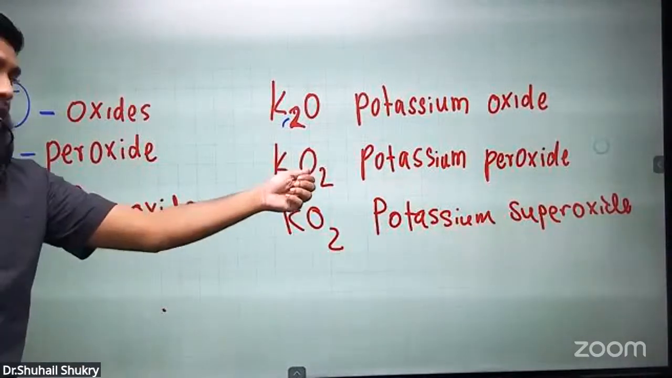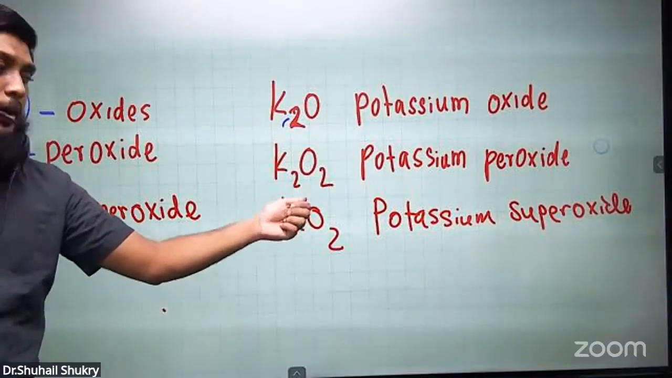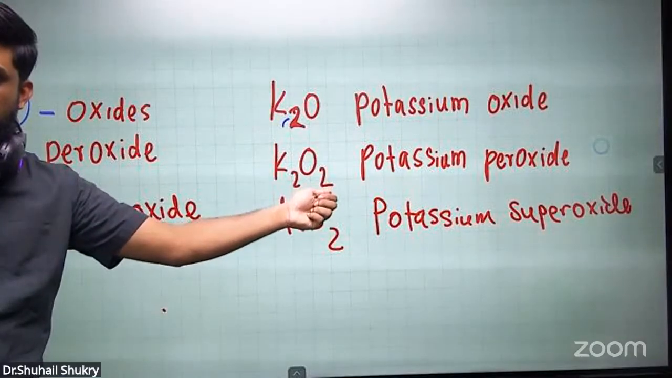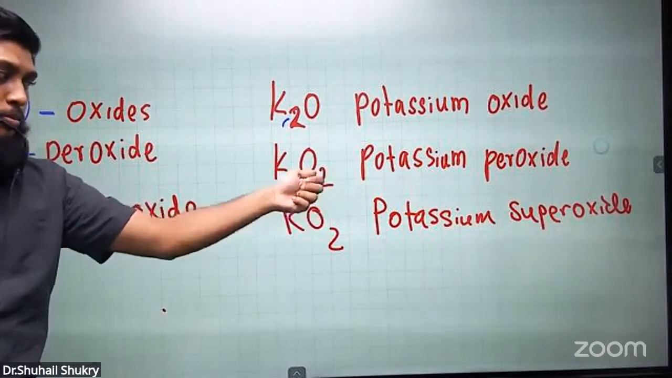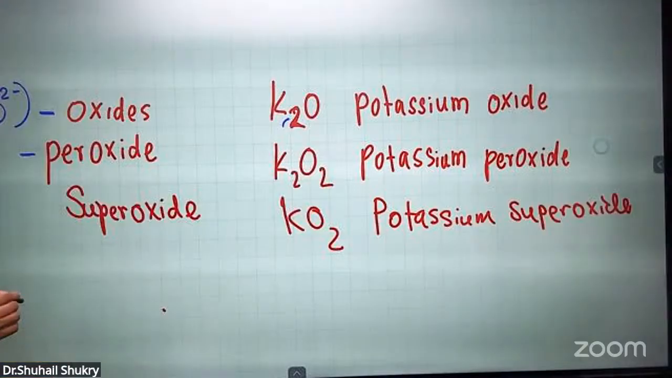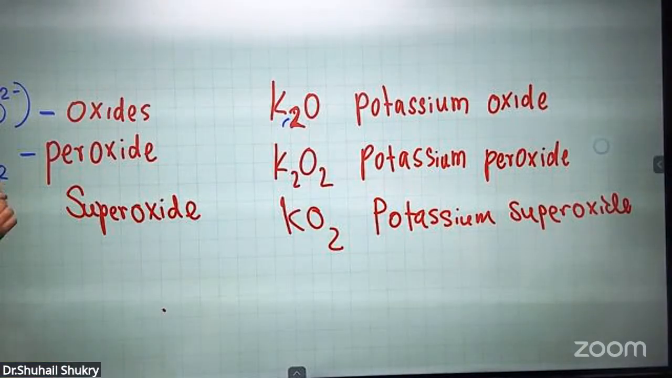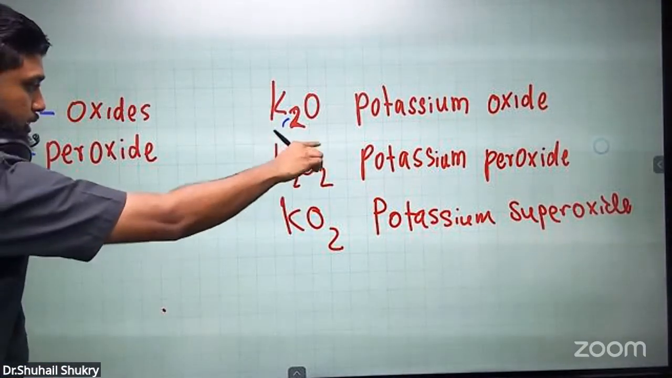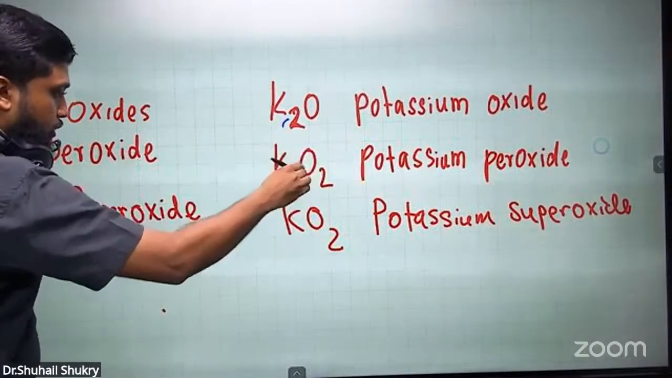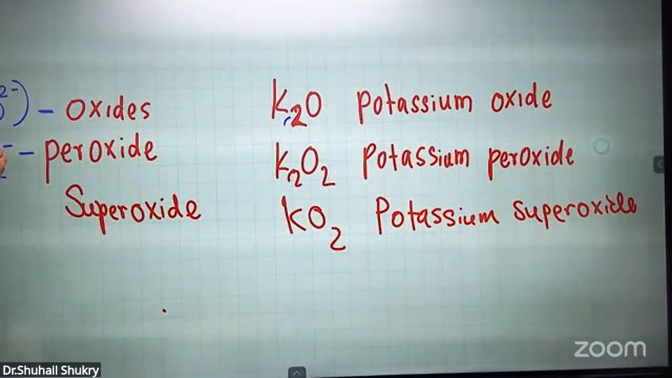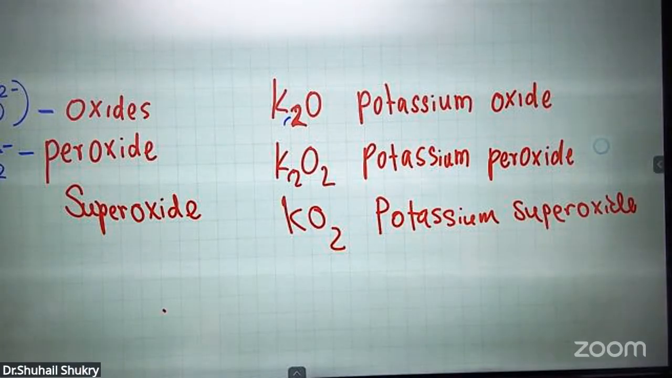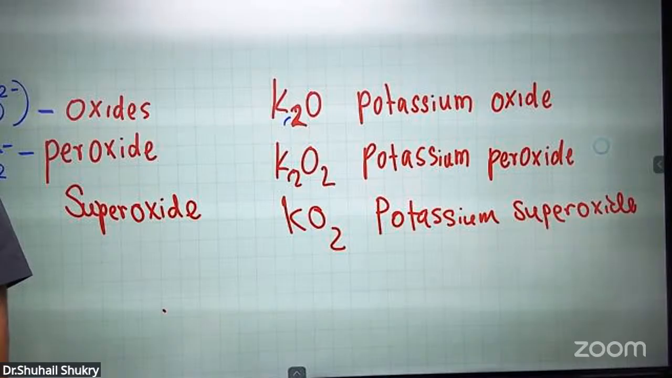What is the valency I have put for this one? 2. Is the potassium valency 2? Potassium valency is 1. Then this 2 belongs to whom actually? This O2. Peroxide means actually it's O2, and this 2 is there because of the charge on it. O2 2 minus means it's a peroxide. Can you understand that? Right.